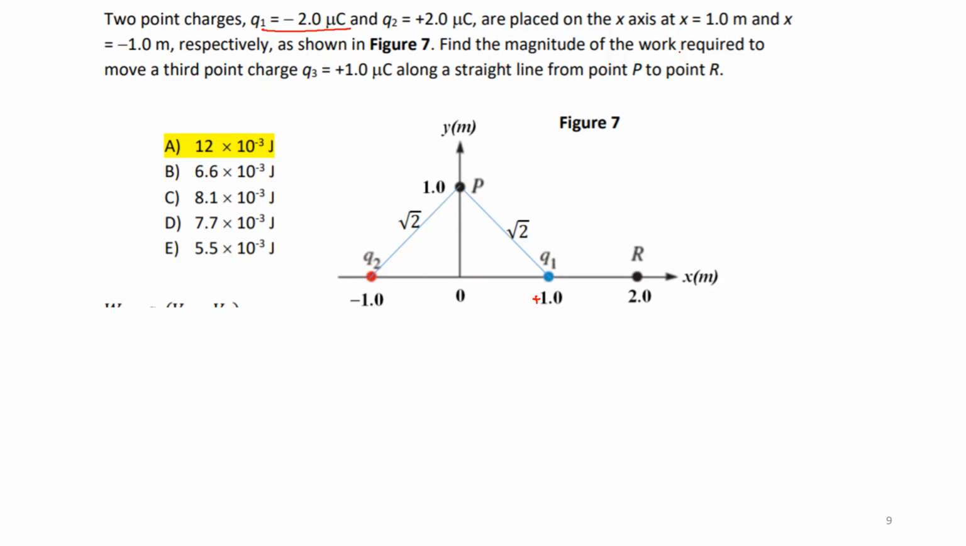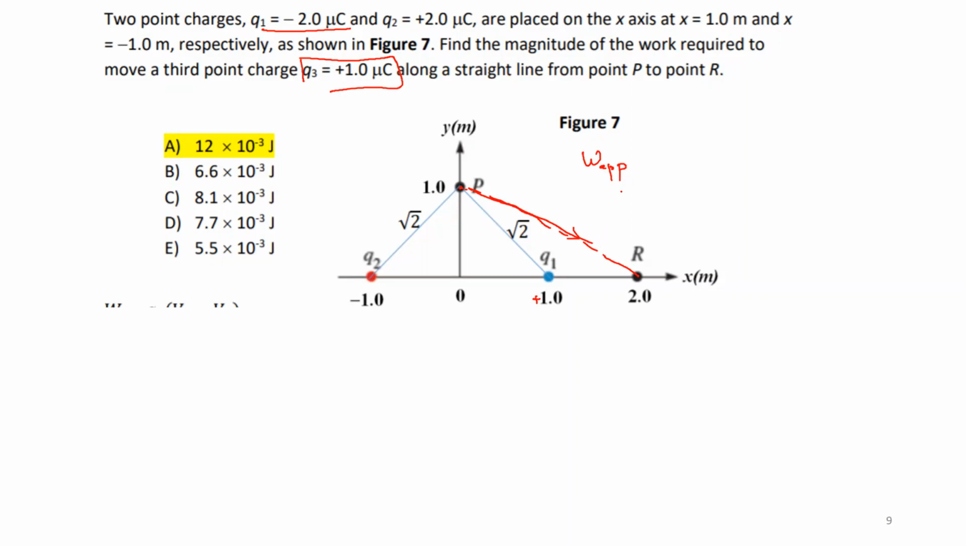So find the magnitude of the net work, the work required to move a third particle Q3, and I give you Q3, along a straight line from point P to point R. So point P is here, so a straight line towards point R. Okay, so this is the displacement here. So what is the work applied? That's what I'm looking for.